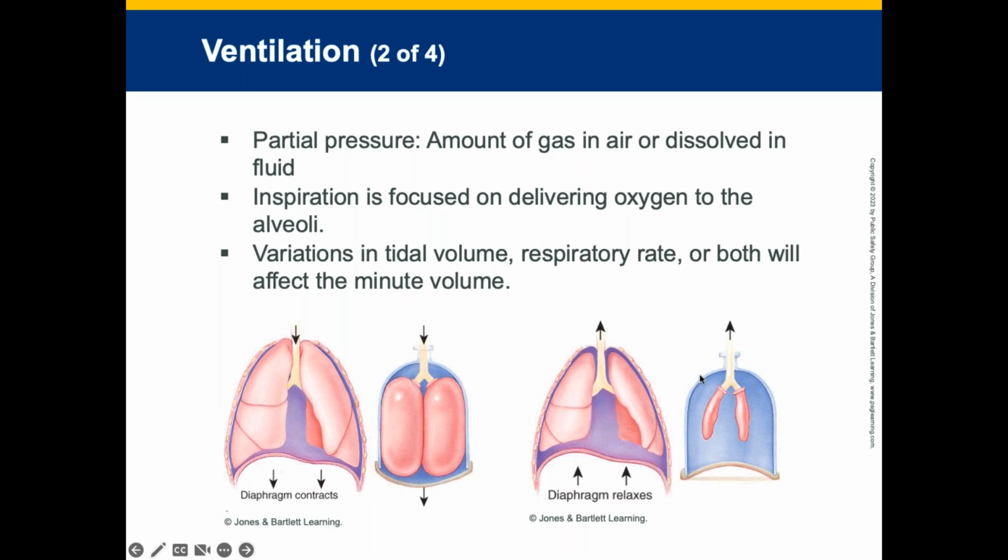The entire process of inspiration is focused on delivering oxygen to the alveoli, so breathe in. Variations in tidal volume and respiratory rate will both affect the minute volume, right? So if a patient doesn't have good tidal volume, one cause being rib fractures, or COPD, or emphysema, asthma, bronchitis, right?